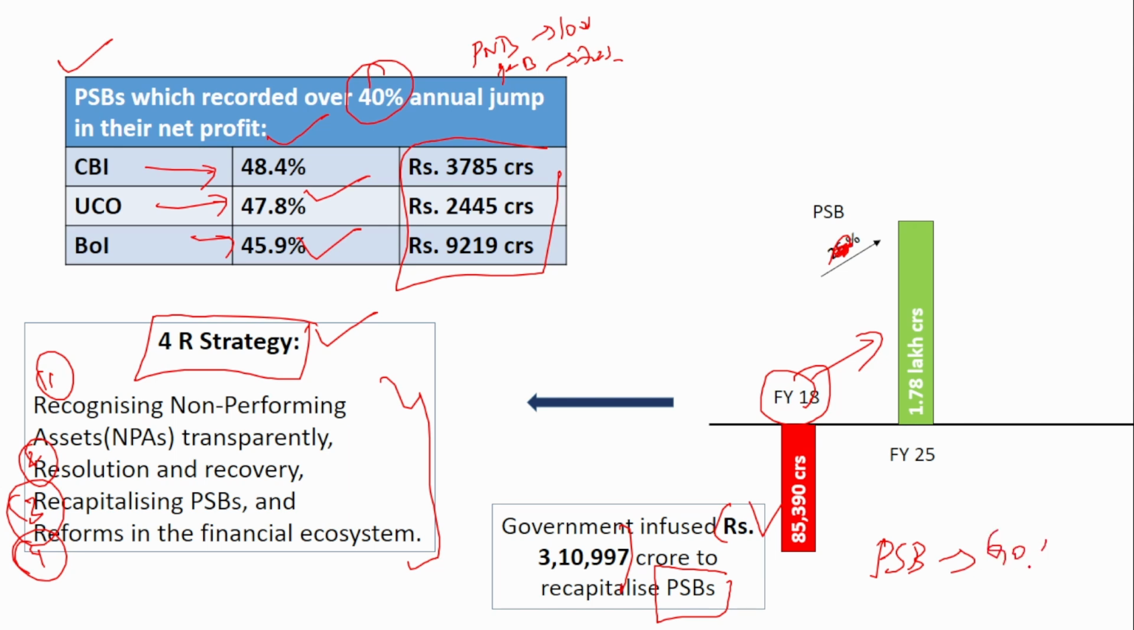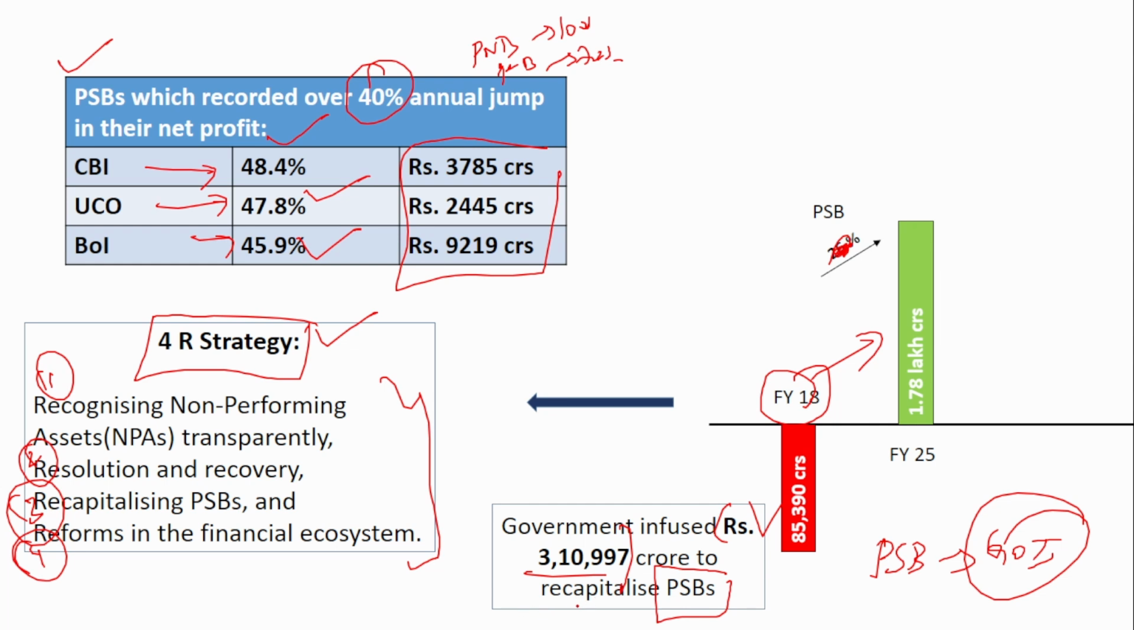It is the government of India, right? So the government of India is like the promoter in the case of public sector banks. So if any fund or capital is required, who will provide it? Obviously, the government of India. So the government of India has infused around 3,10,000 crore, which is very huge, to recapitalize, that is, to make the capital of the public sector banks very strong and stable.